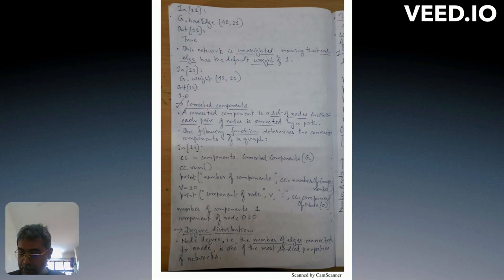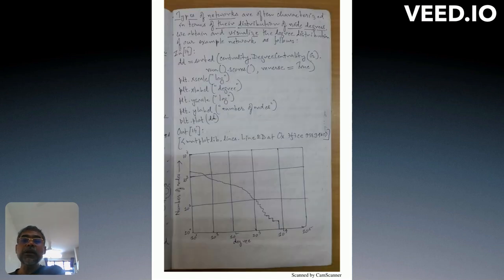Next, if you see the bottom of the slide, degree distribution. It's very important. Node degree, that is the number of edges connected to a node, is one of the most studied properties of networks. Types of networks are often characterized in terms of their distribution of node degrees. We often visualize the degree distribution of a network as follows. You can have various such plots with scales, x axis, y axis, and all these things. You can see in the y axis we have the number of nodes, and in the x axis we have the degree. So you can have many plots, and you can visualize such graphs in NetworKit.